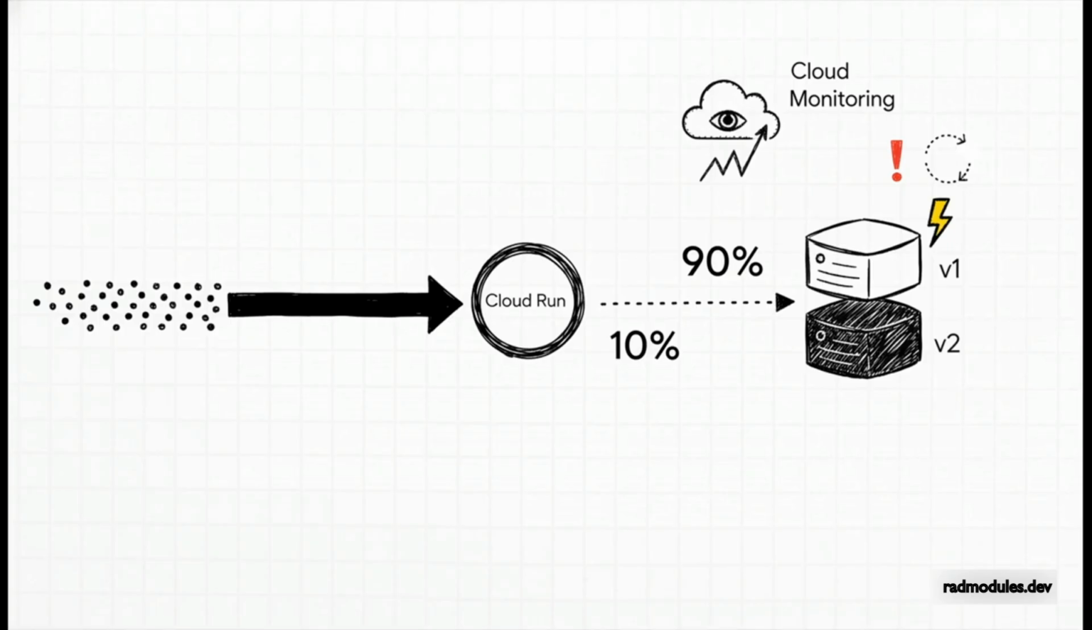Now this is the magic right here. This is how you deploy without holding your breath. Instead of a risky big bang release, we use Cloud Run to do a canary rollout. We send just a tiny slice of real production traffic, say 10%, to the new version. All the while, Cloud Monitoring is watching it like a hawk for any spike in errors. If anything looks off, the system can roll back automatically, and most users never even knew anything happened.